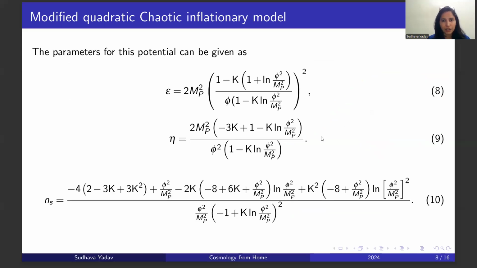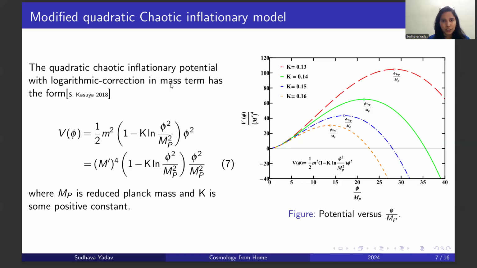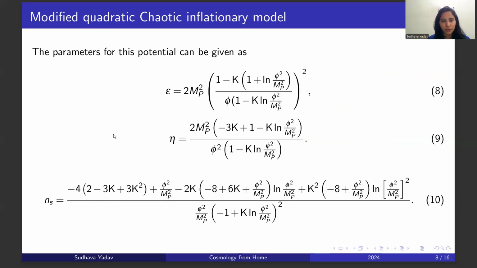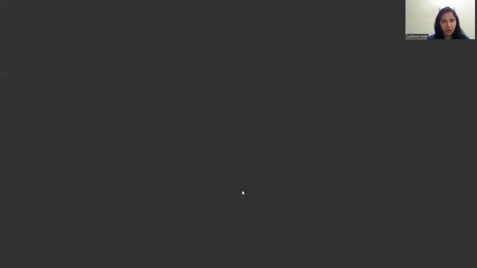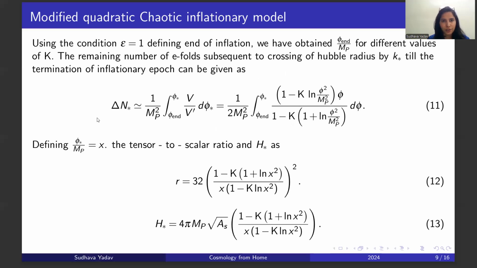Now, as I have shown in the earlier slides, these parameters are written in terms of V of phi, but we will just substitute the value of this potential V of phi into those equations, and we can easily get these parametric equations by direct substitution and a little rearrangement. So these are the equations for the two slow-roll parameters. Then this is the scalar spectral index written in terms of the inflaton field and the potential parameter K. Then this is the number of e-folds.